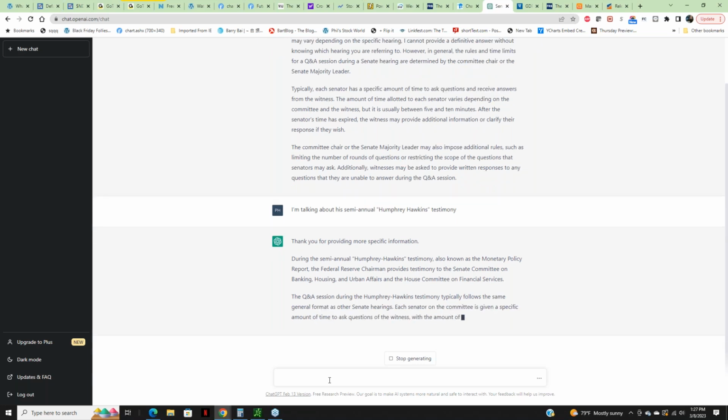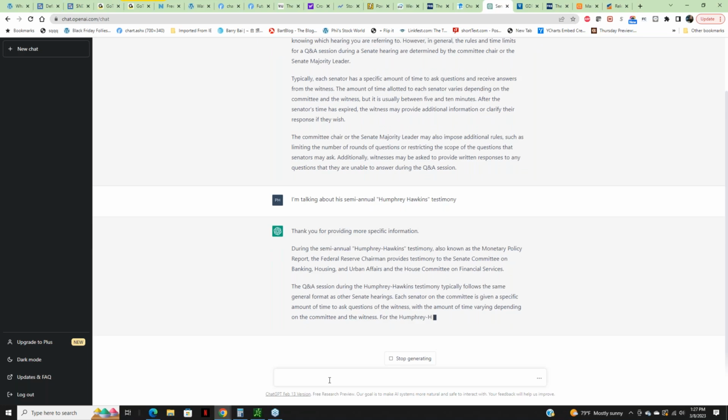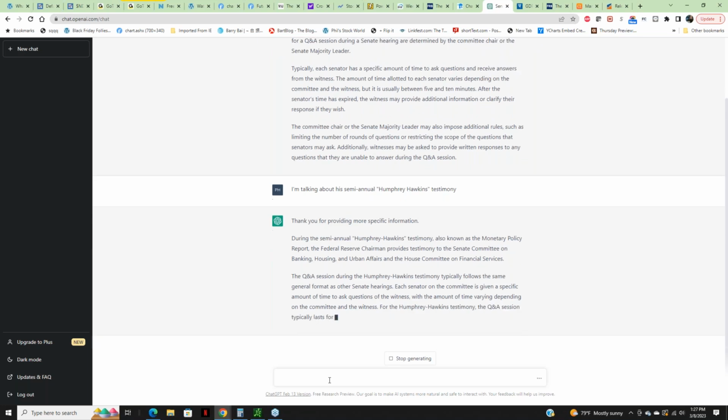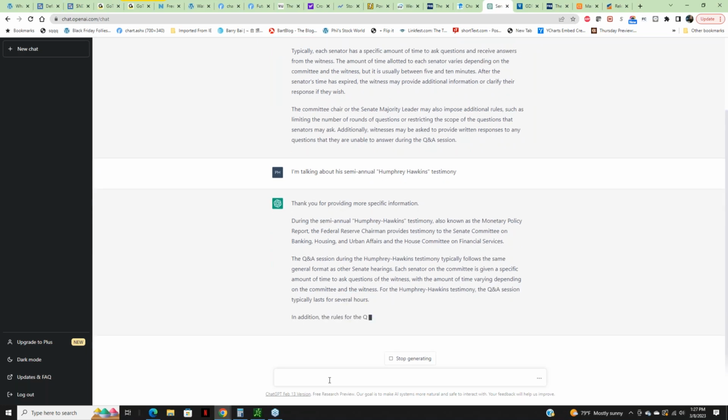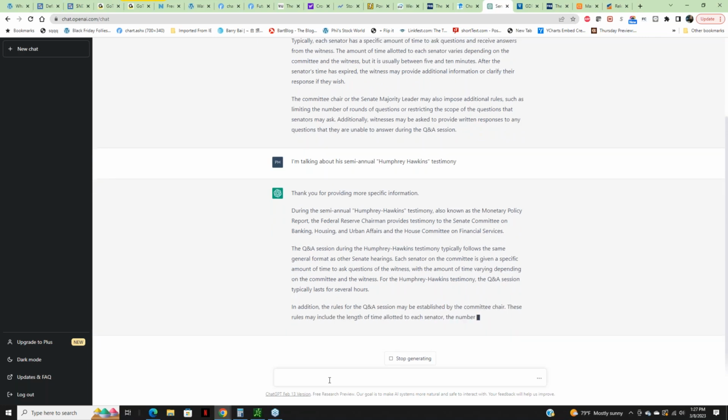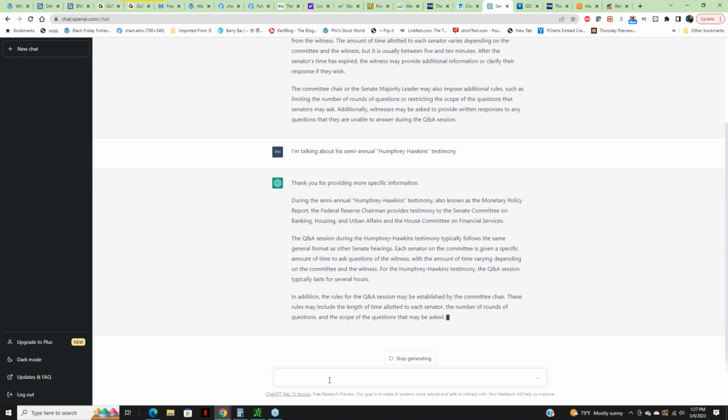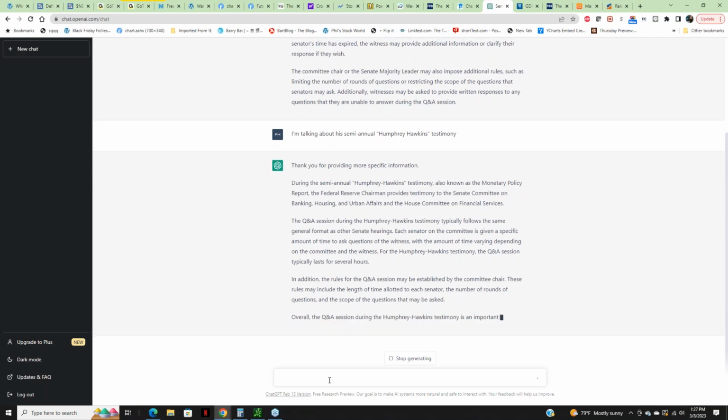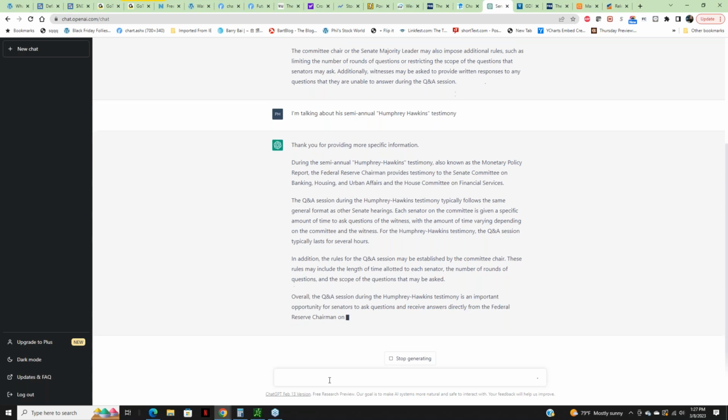Okay, each senator on the committee is given a specific amount of time to ask questions of the witness, with the amount of time varying depending on the committee and the witness. Oh, interesting. For Humphrey Hawkins' testimony, the session typically lasts several hours. In addition, the rules of the Q&A session may be established by the chair. The rules include the length of time allotted to a senator, the number of rounds of questions, and the scope of questions that may be asked. Overall, the Q&A during Humphrey Hawkins is important.